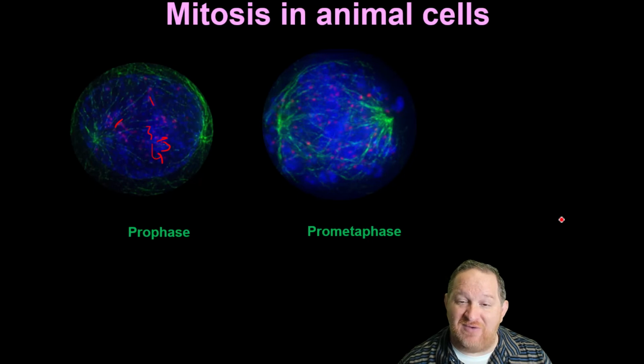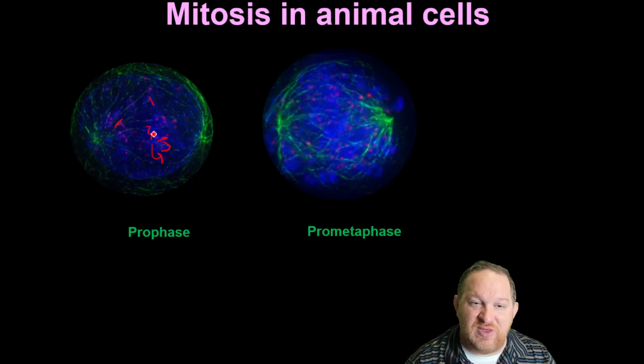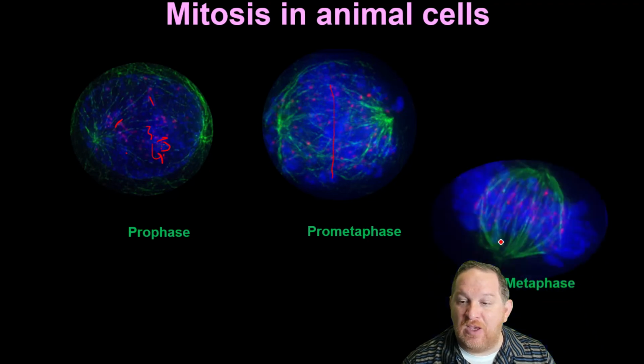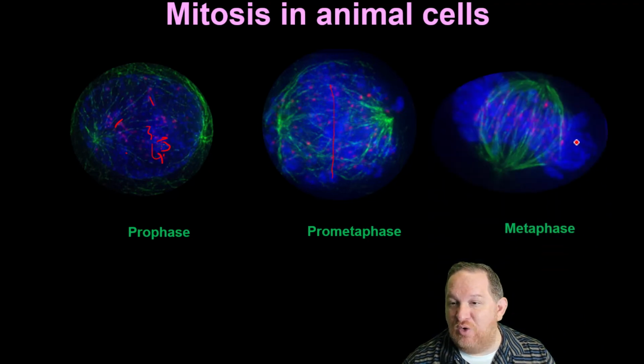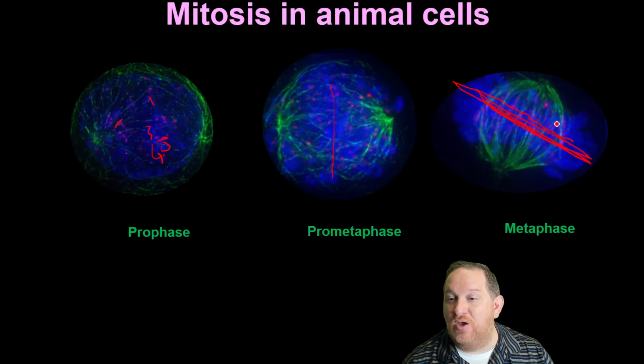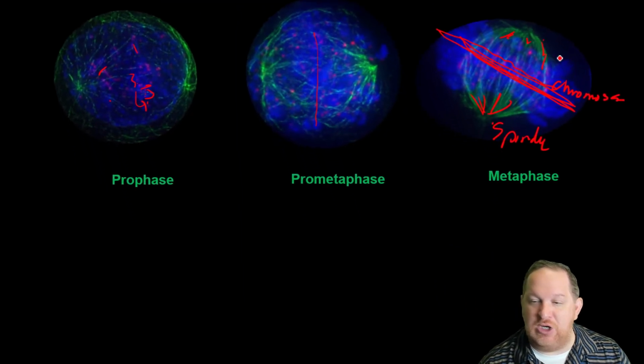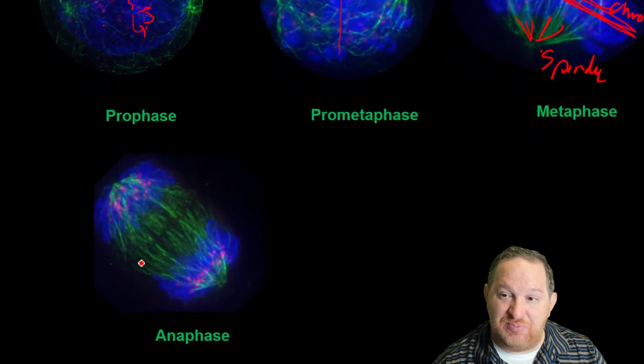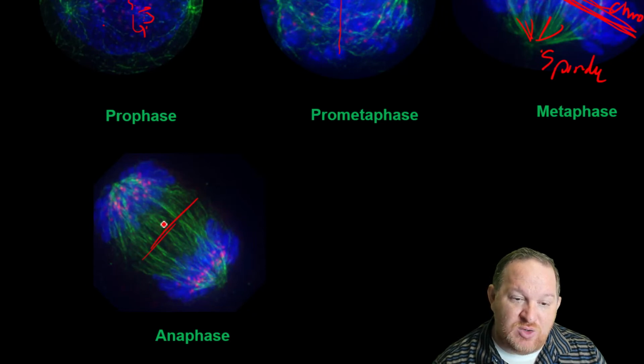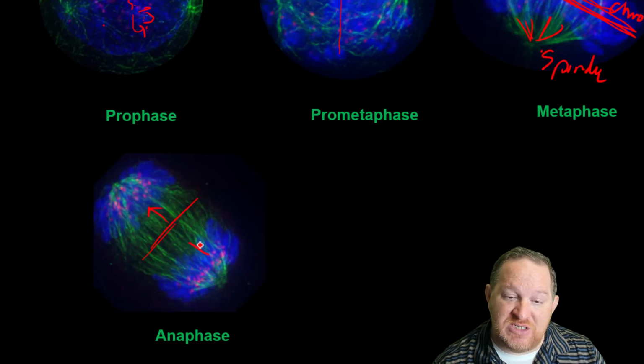Notice then prometaphase. These chromosomes, these blue things, are moving towards the middle. Well, then in metaphase, notice all of the chromosomes are right here in the center. What's the green stuff? Remember, that's the spindle. So we've got the chromosomes in the middle. We've got the spindle fibers that are kind of reaching out here. Anaphase, notice they've split. Notice the green fibers have kind of split as well. And notice that the specific chromosomes are starting to move.